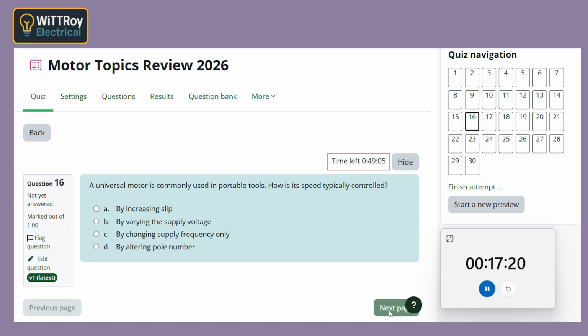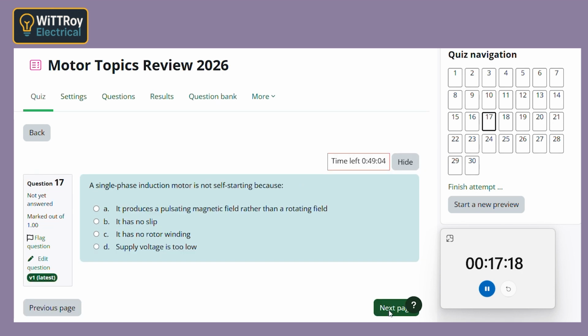Because in the usual practical control of a universal motor, voltage variation is the main method, not frequency control. Frequency-based control is more associated with AC motor drives, especially induction motors with VSDs. So altering pole number is not the normal setup for a small universal motor. Correct. And increasing slip is wrong because slip is not the control idea used for a universal motor in that way. Question 17. A single-phase induction motor is not self-starting because what?